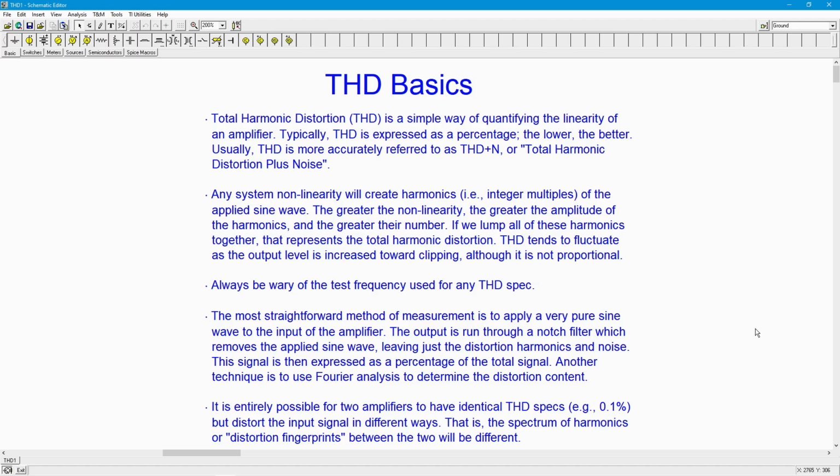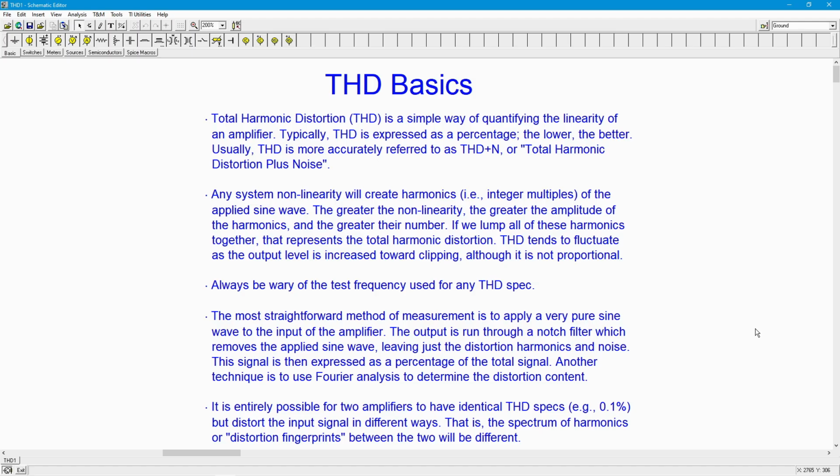Now, we take that signal, the harmonics plus a little bit of noise, and run it into a meter that just reads the RMS value. We calibrate it so that it reads out as a percentage of the input signal. And that's all it is. It's just this lumped value that you get. Another way of doing this is through Fourier analysis, which is made possible essentially by the inexpensive digitization that we have nowadays.